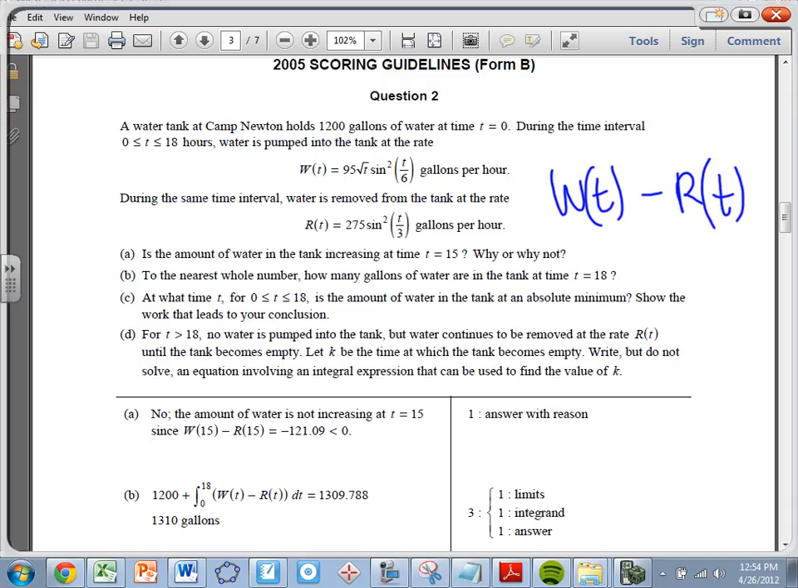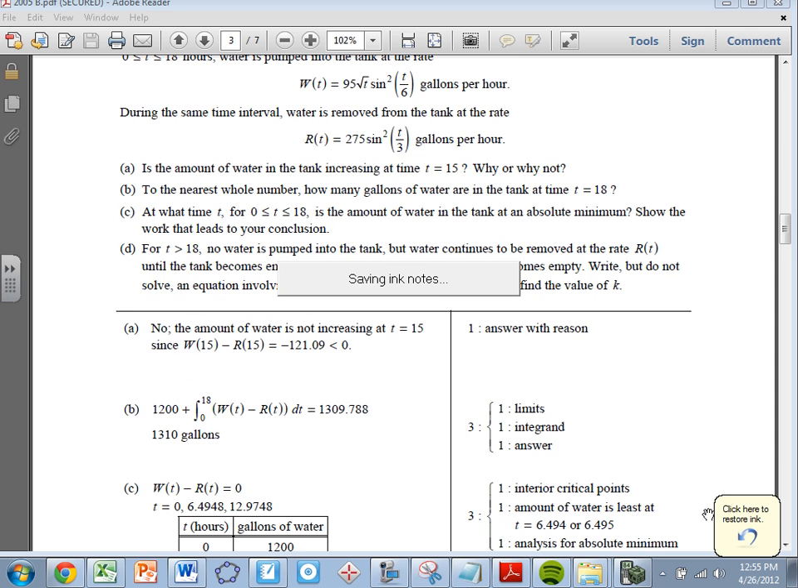Remember, this is the derivative of the water coming in, the rate at which it's coming in. This is the rate at which it's going out. The difference between them is the overall change. So this is the derivative. So what do I set that equal to? 0. Again, I'm trying to find an absolute minimum. So set it equal to 0. And that's what they did. W(t) minus R(t) is 0.